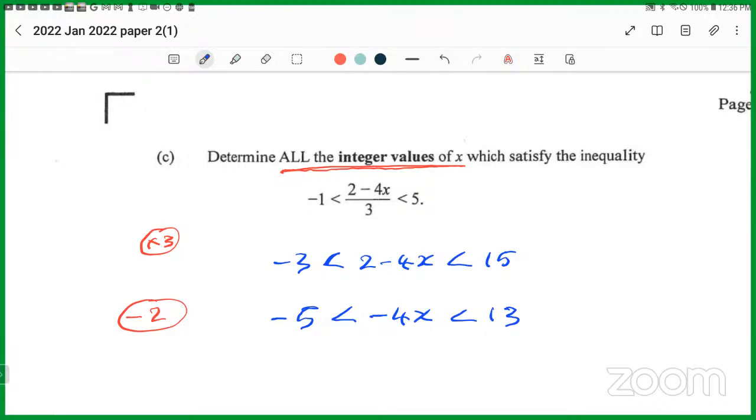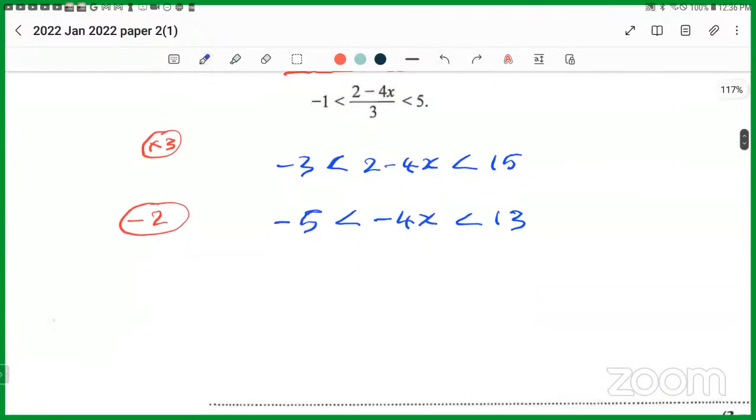Then I need to get rid of this negative 4. I have to divide by the negative 4. But because I'm dividing by a negative number now, I have to reverse the inequality sign. So I'm going to divide by negative 4 and reverse those less than signs, both of them.